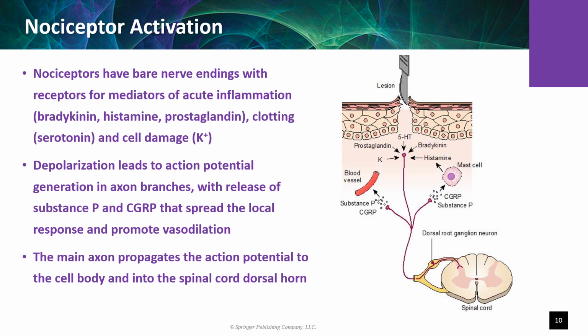The local release of substance P and CGRP into adjacent tissue stimulates vasodilation and mast cell degranulation. This contributes to local edema and pain, as well as promoting peripheral sensitization.